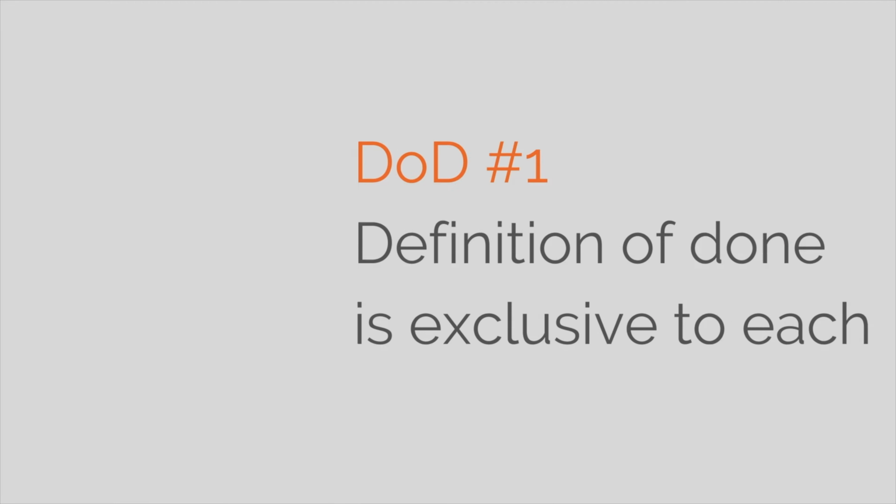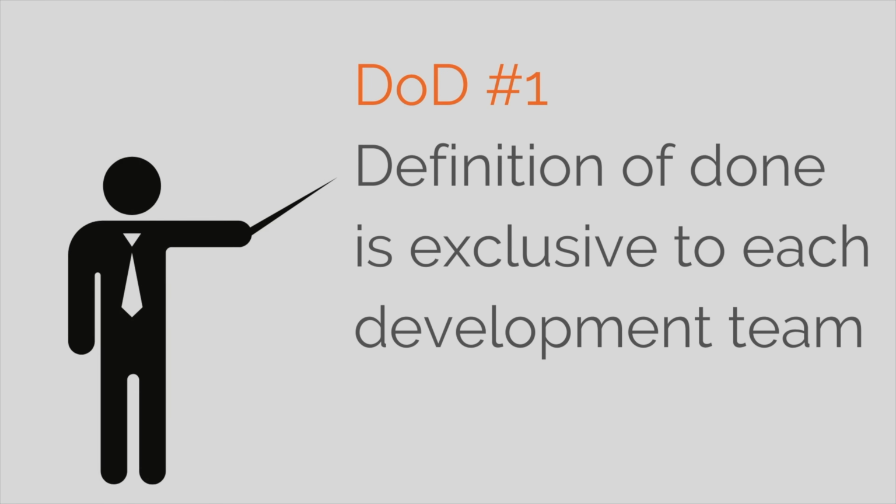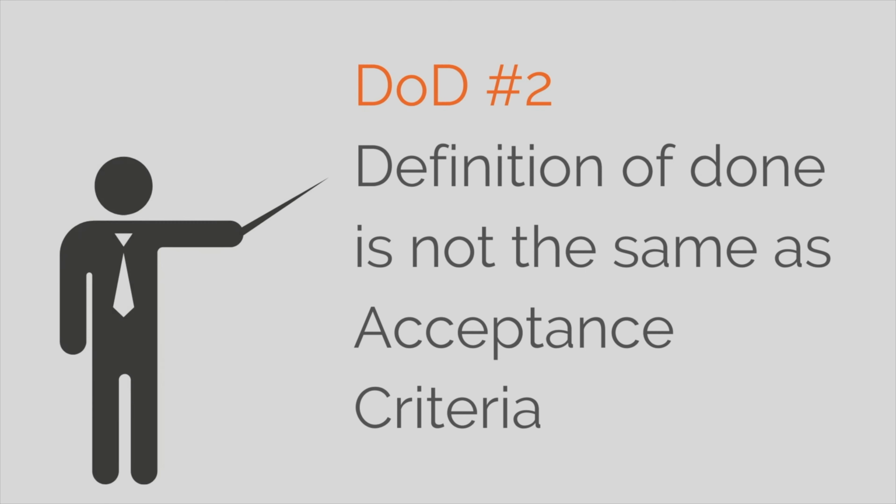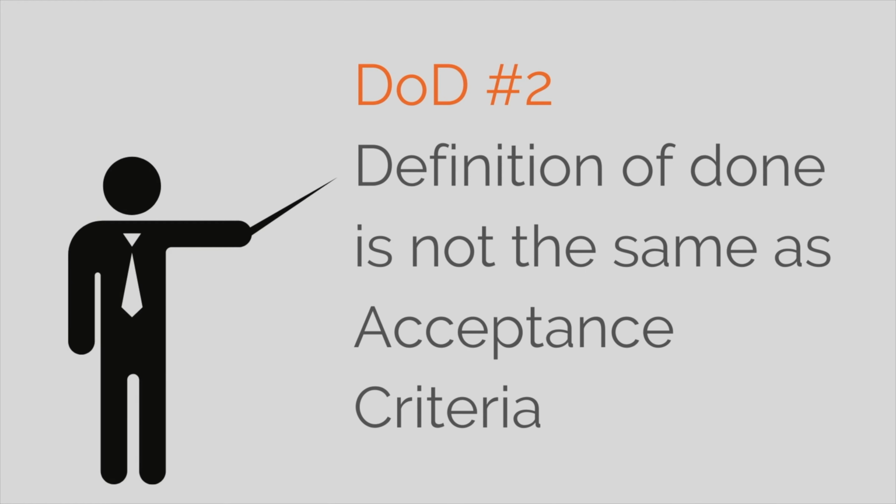The definition of done is one of the critical artifacts that keeps the team producing working software to high quality standards. Here are a few things to note about definition of done. Number one, definition of done is exclusive to each development team. You can't actually copy another team's definition of done. Number two, definition of done is not the same as acceptance criteria. Acceptance criteria are specific to each user story, and since it is unique to a user story, it doesn't transfer to another user story in the backlog.